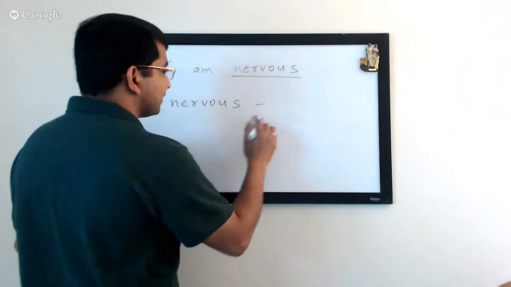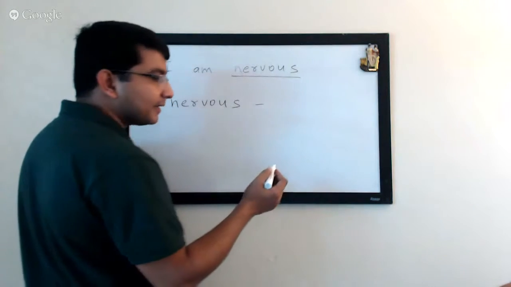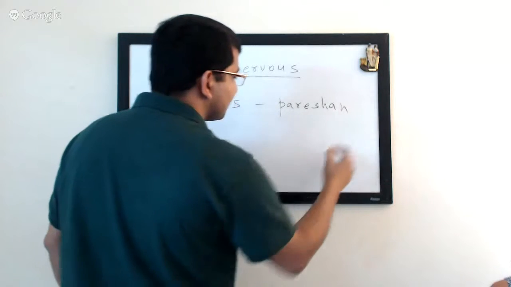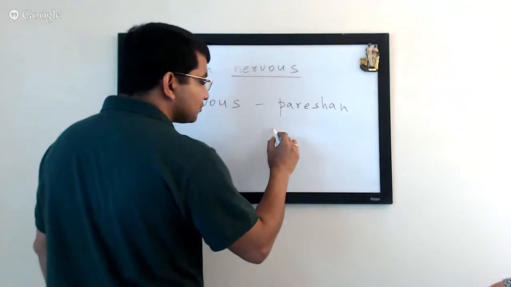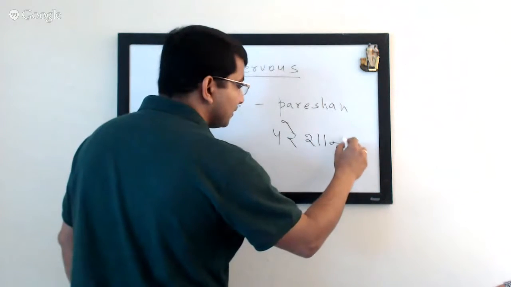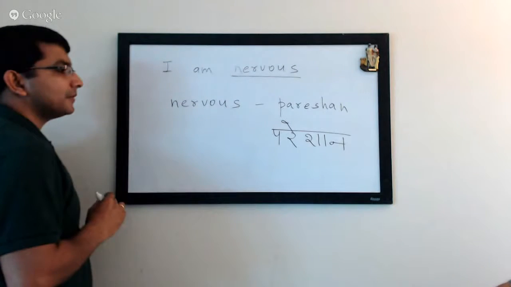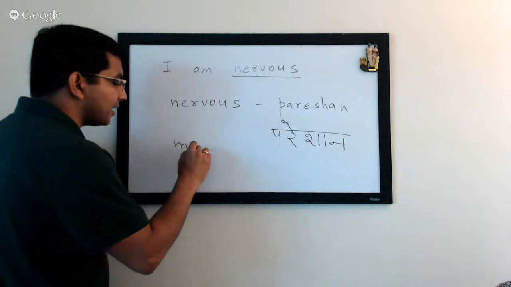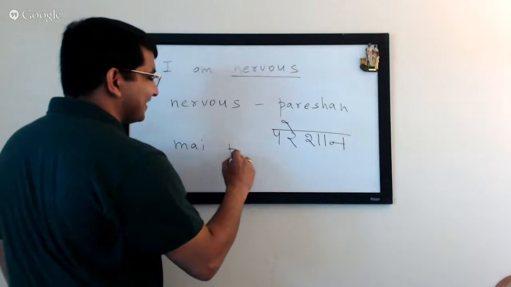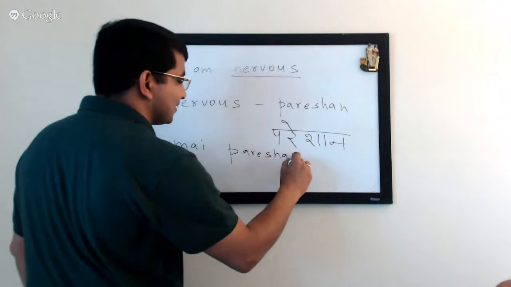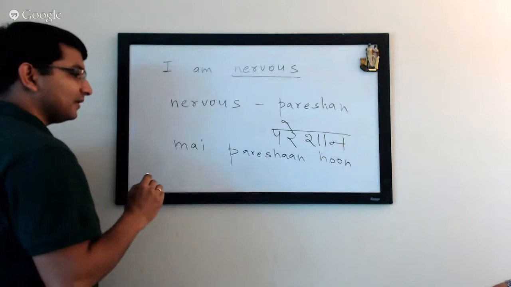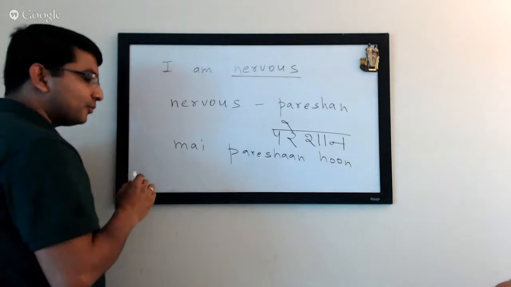The way we'll say it: Hindi में nervous को क्या कहते हैं, right? हिंदी में nervous को परेशान. There are many words, but the one which we are using is pareshan. So you have pa, ra with a, and then you have a sha, and then na. Pareshan. Okay. So when you say I'm nervous, you are saying मैं. How will you say that? मैं परेशान हूँ. Right?